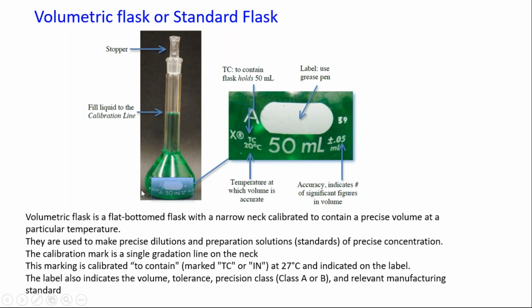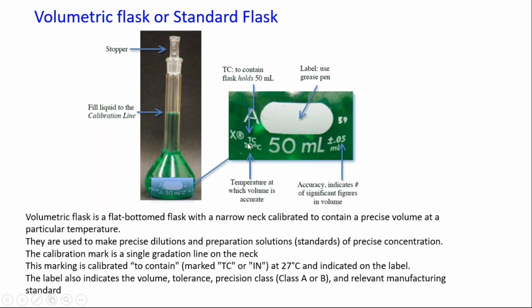So if you look at the markings, and if you have not seen these markings and understood what they are, what it clearly says is 50 ml. So that means this is a 50 ml volumetric flask. If you see TC, that means to contain. So it will contain 50 ml, and the measured volume of 50 ml is at 20 degrees.